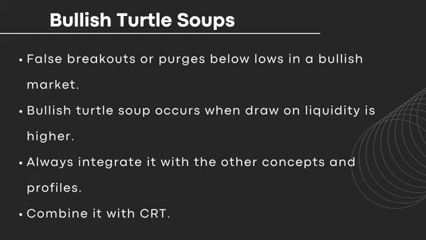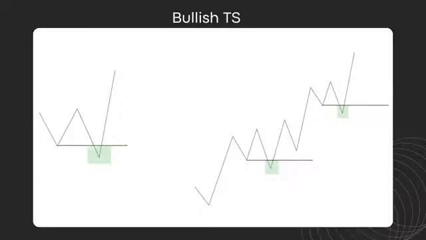So the first one we've got is a bullish turtle soup. Basically, bullish turtle soups are false breakouts or purges below lows in a bullish market or bullish market structure, right? Bullish turtle soups occur when the drawn liquidity on the buy side is towards the upside, right? Pretty obvious. Now make sure to always integrate these with other concepts to achieve maximum results when trading bullish turtle soup. And last but not least, combine it with CRT, just like we did when trading ranges, right?